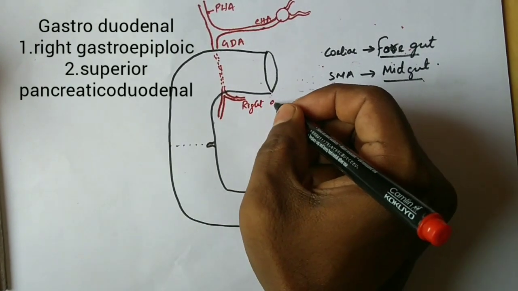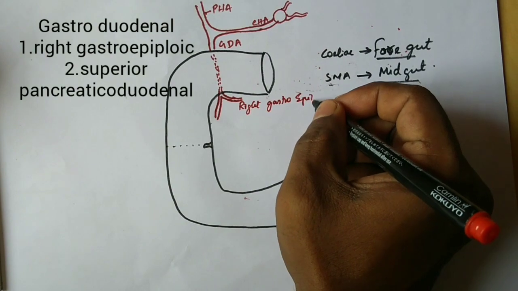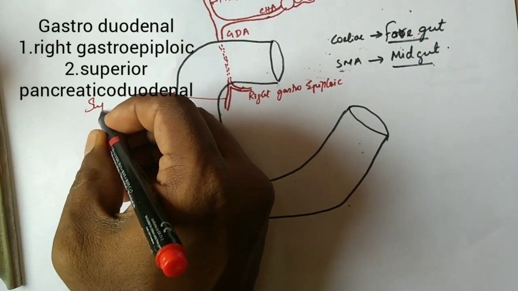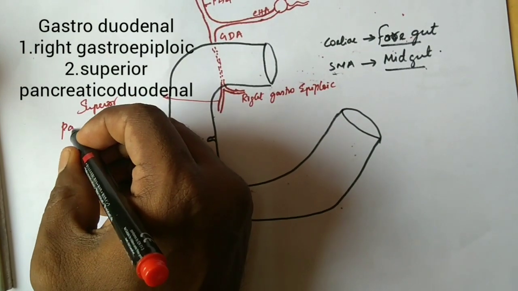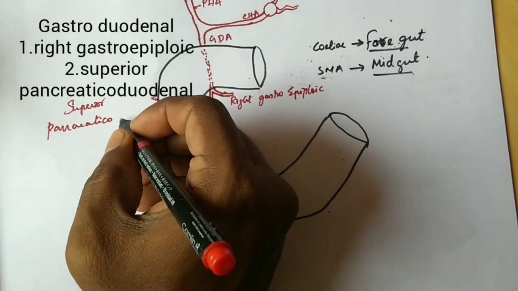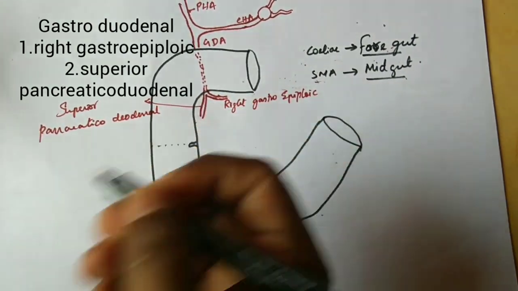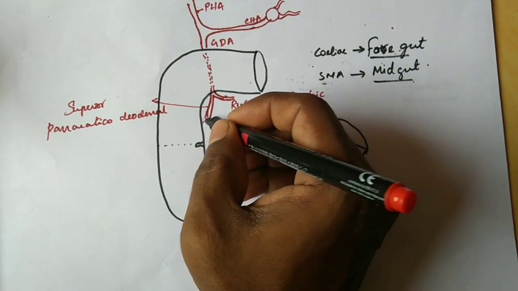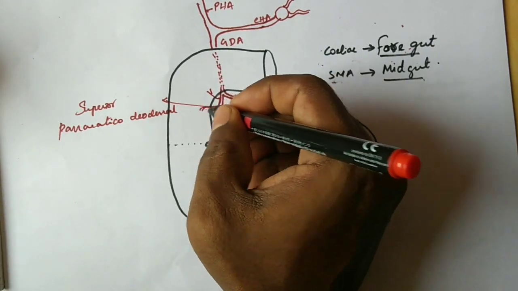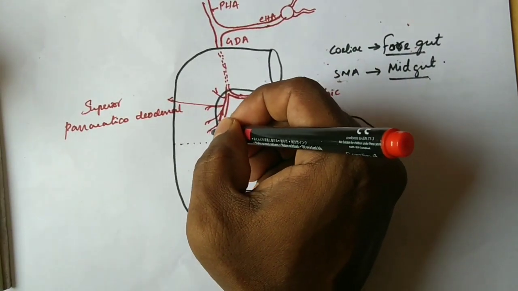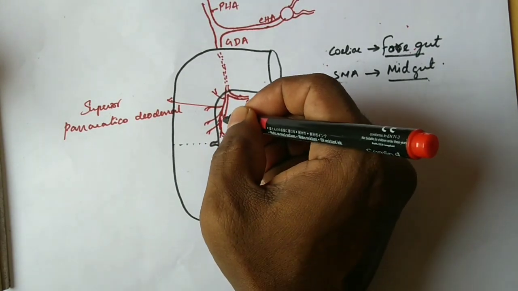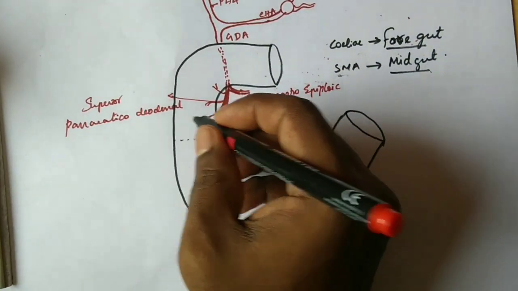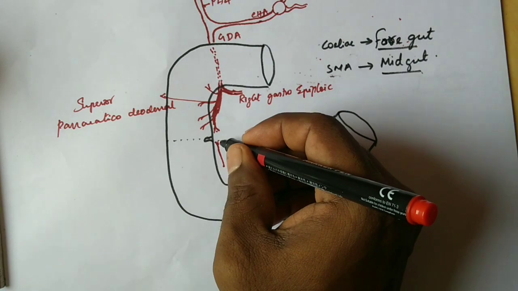This is the right gastroepiploic artery, and this is the superior pancreatico-duodenal artery. So it is dividing into two, and this superior pancreatico-duodenal artery will give many branches to the duodenum. It will end by anastomosing with the inferior pancreatico-duodenal artery.